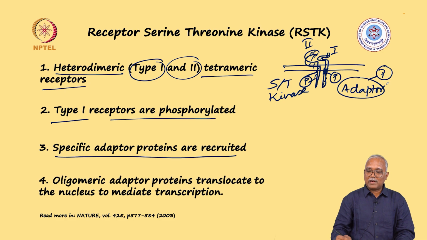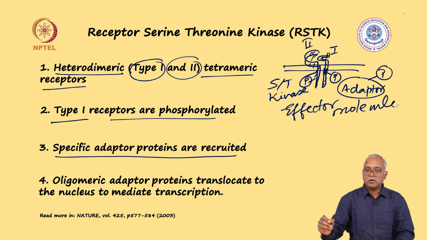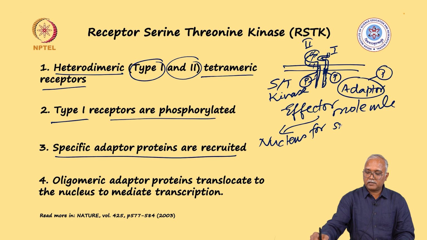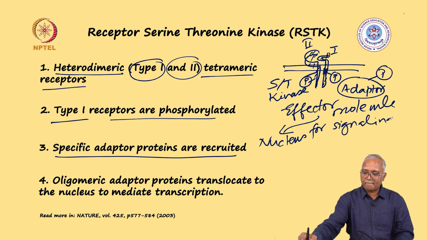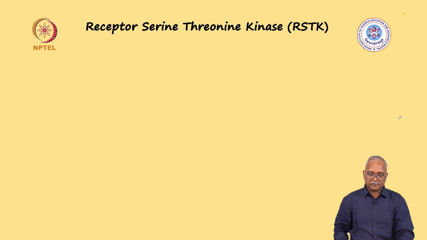Now further what will happen? This phosphorylated adapter or the final effector molecule will oligomerize and be sent to the nucleus for signaling. When things go into the nucleus, largely we have seen that this ends up activating, inhibiting or regulating the transcription, which is towards the response to the signaling which originated at the cell surface.